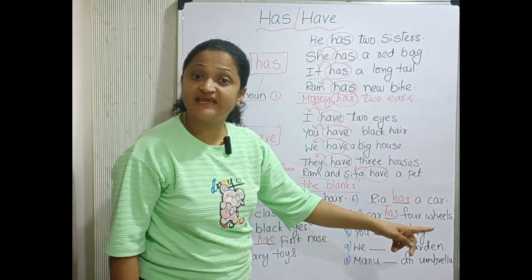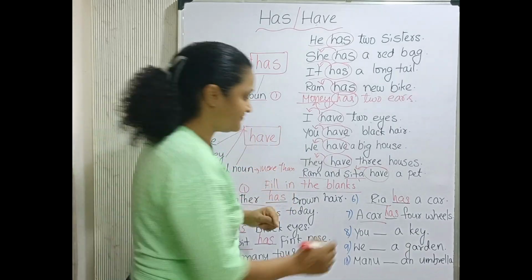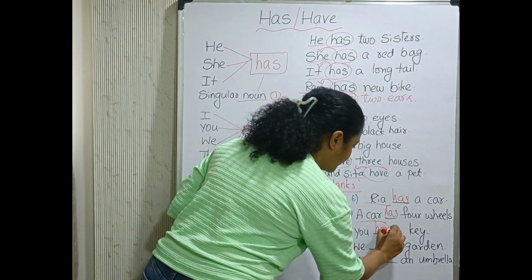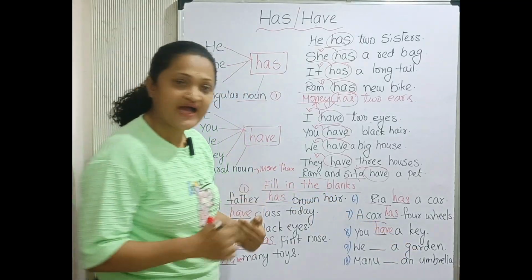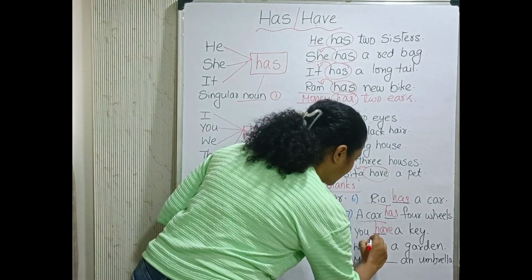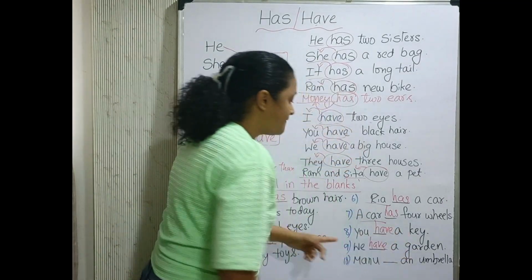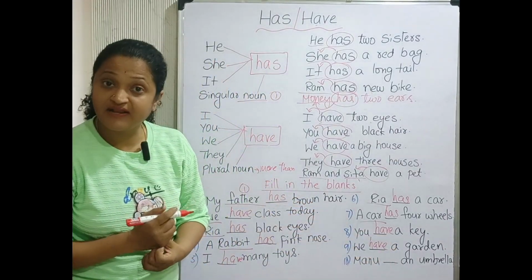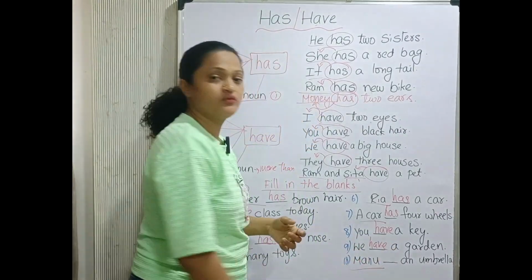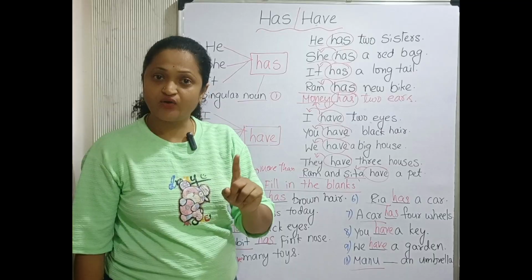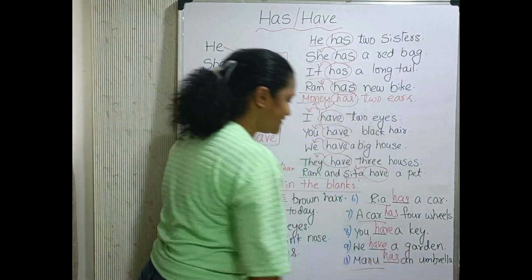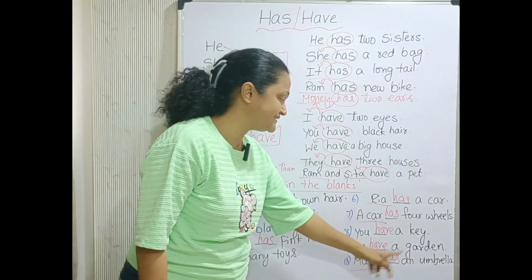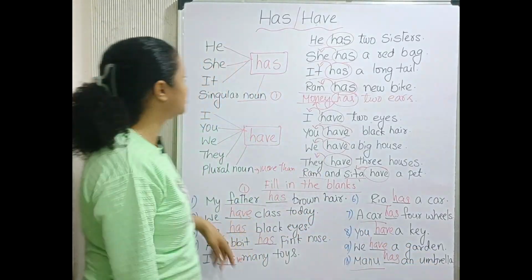You dash a key. You have a key. We dash a garden. We have a garden. We is a plural. Manu dash an umbrella. Manu is a singular noun. Only one boy is there. So, has is used with singular noun. Manu has an umbrella.